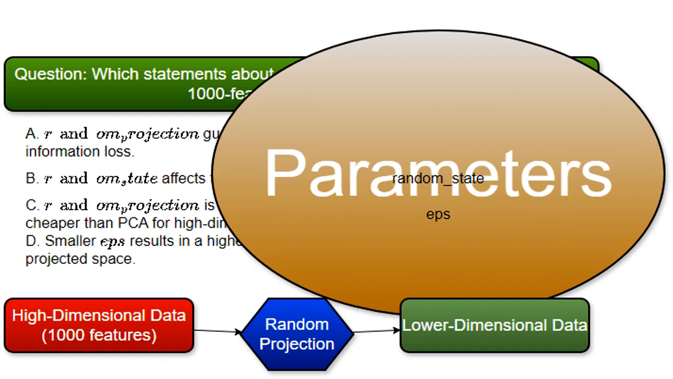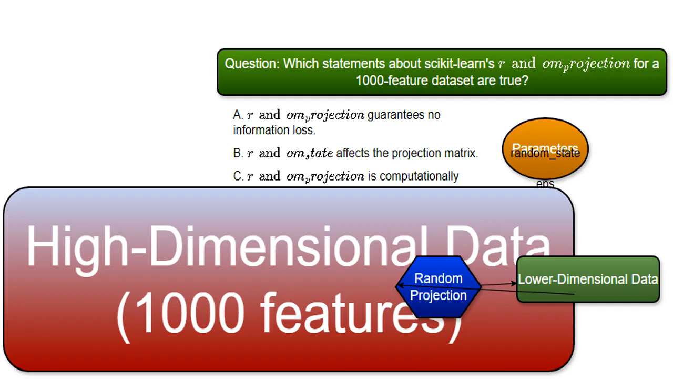If you don't set it, results will vary each time you run it. We're working with a dataset having 1,000 features, which means lots of variables to consider. It's like having 1,000 different measurements for each data point. Wow! Dimensionality reduction helps us simplify this.